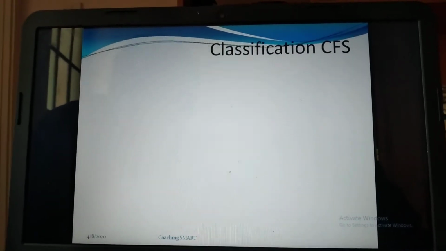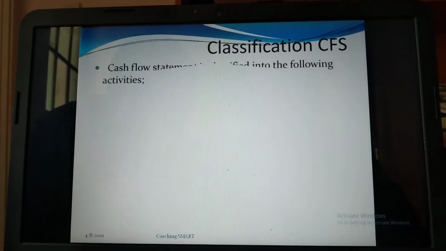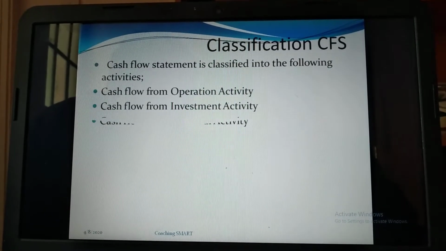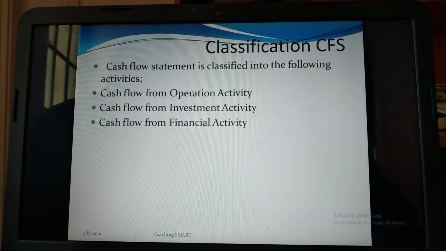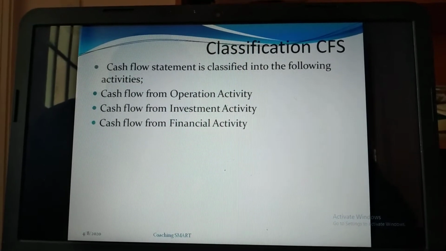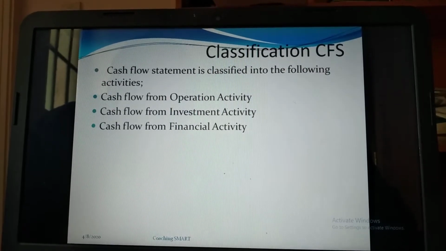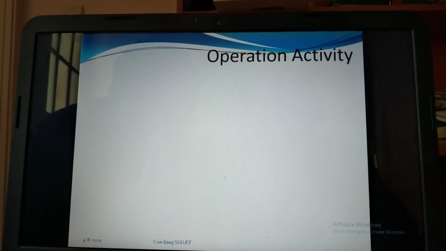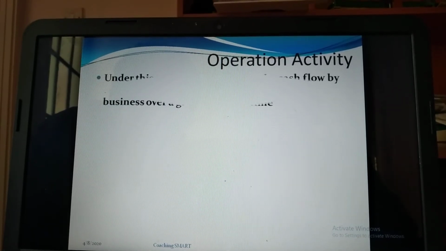Classifications of cash flow statement. So cash flow statement is classified into the following activities. 1, cash flow from operation activities. 2, cash flow from investment activities. 3, cash flow from financial activity. We start with the first one, operation activity.